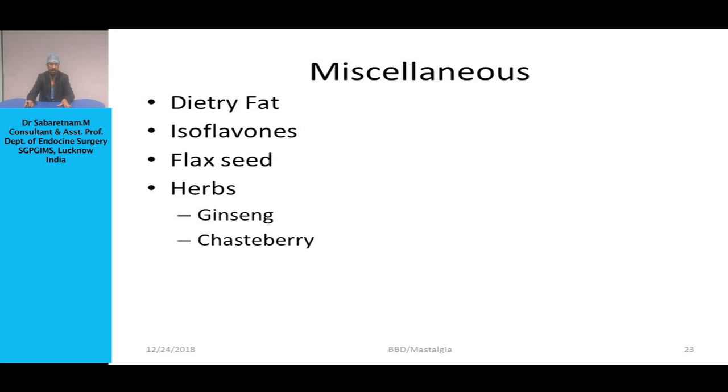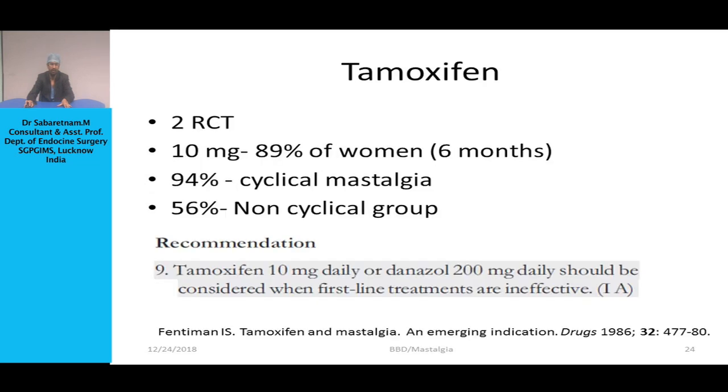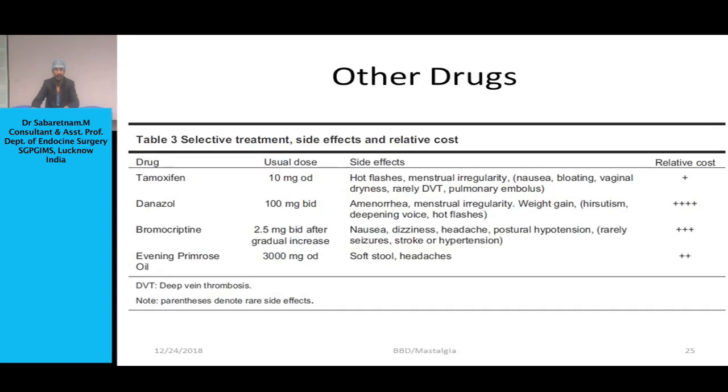And there are 2 randomized controlled trials where the patient was given 10 mg of Tamoxifen, and there was a 94% improvement in cyclical mastalgia and 56% in the non-cyclical group. So many of the guidelines say if your first line group fails, then you can start Tamoxifen as second line, but some guidelines also recommend Tamoxifen as the first line.